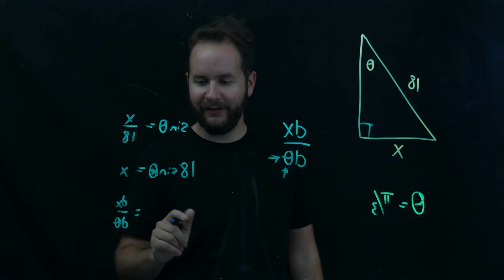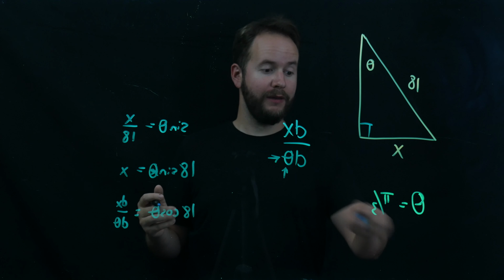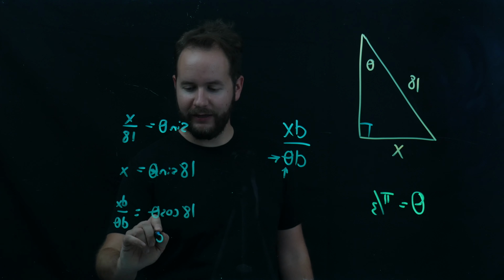The derivative of 18 sine of theta will be 18 cosine of theta, and then I can safely plug in pi over 3. Cosine of pi over 3 is 1/2. 1/2 times 18 gives me a final answer of 9.